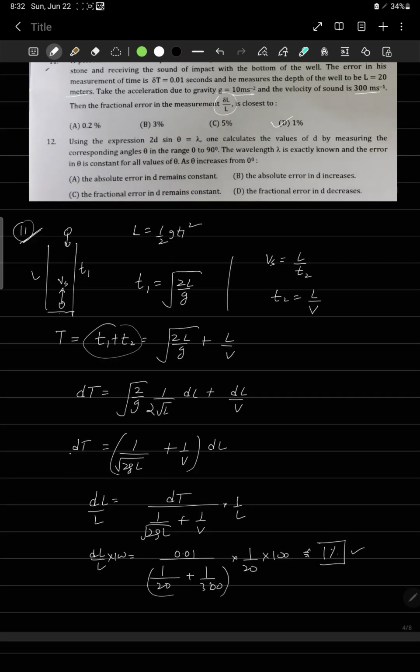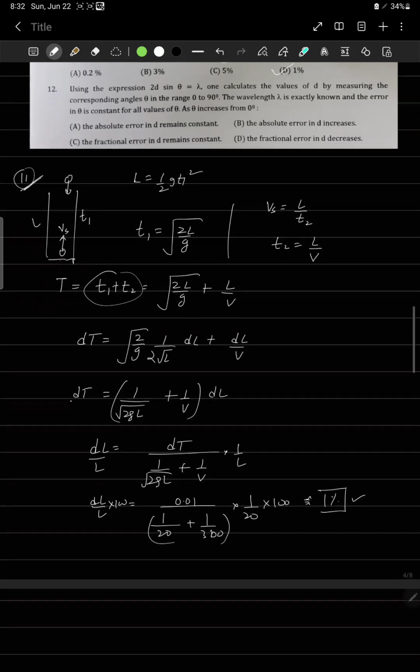Question number 12 says that using the expression 2d sine theta equal to lambda, one calculates the value of d by measuring the corresponding angle theta in the range 0 to 90. The wavelength lambda is exactly known, so delta lambda is 0, and the error in theta is constant. As theta increases from 0 degree, the absolute error in d... so we need to find the error in d.